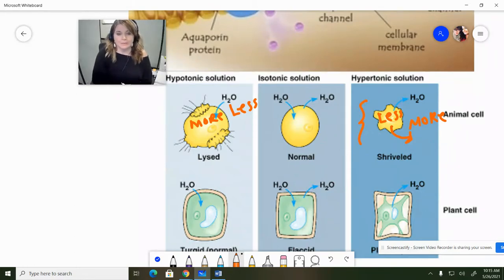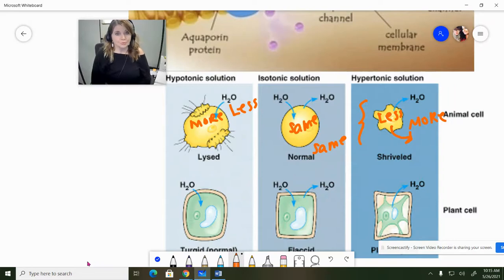In the middle example, it's even. So same inside, same outside. So nothing needs to change. Water, the same amount of water flows in as out. So it maintains normal pressure inside of the cell. It's called isotonic. So isotonic means same on the inside as the outside.